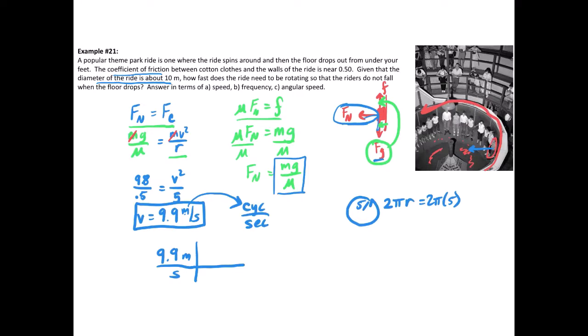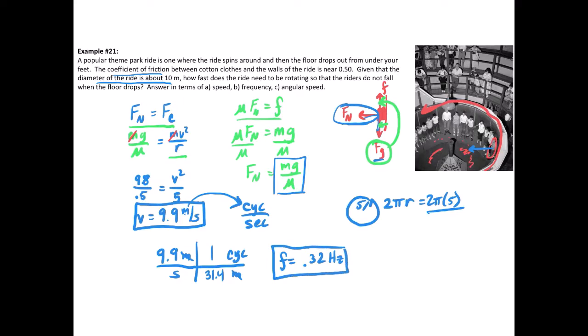And so the distance of a cycle is 10 pi, or 31.4. I need to put meters on the bottom, and I need cycles to be on the top. So there are 10 times pi, which is 31.4 meters in one cycle. And so now I just multiply by the 1 and divide by that 31.4, and I get that the frequency is equal to, meters cancels out, 0.32 cycles per second, which we can use that units of hertz if we want. So the frequency is 0.32 hertz.